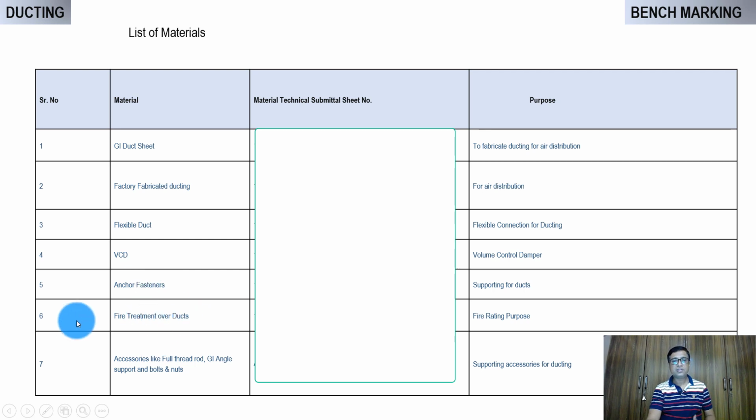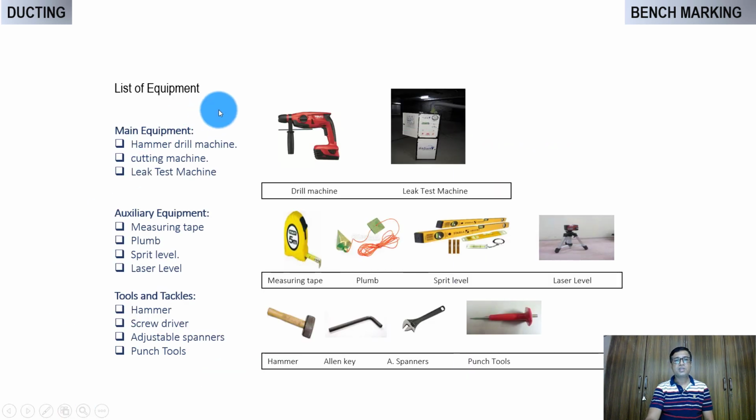Use anchor fasteners. Sometimes when the ducts are required to be treated with fire treatment, we do that fire treatment. And there are a lot of other accessories, like, as I said, gaskets, nuts and bolts, supporting material, and fasteners which are required to hang the ducts. So these are some of the list of materials.